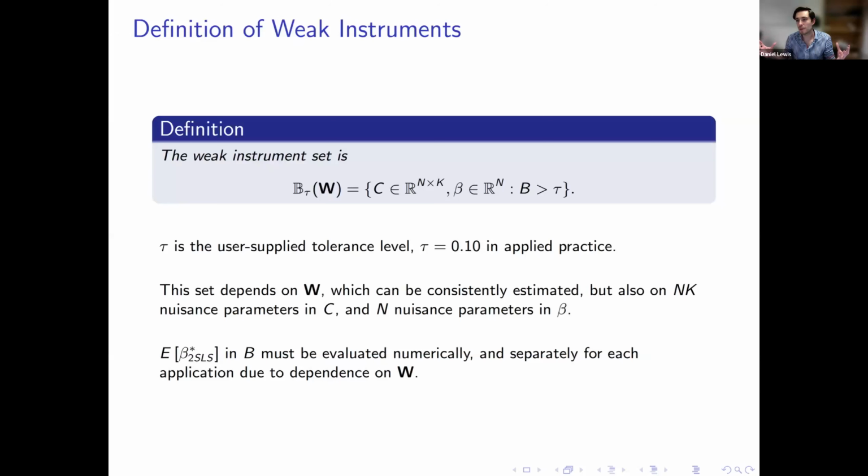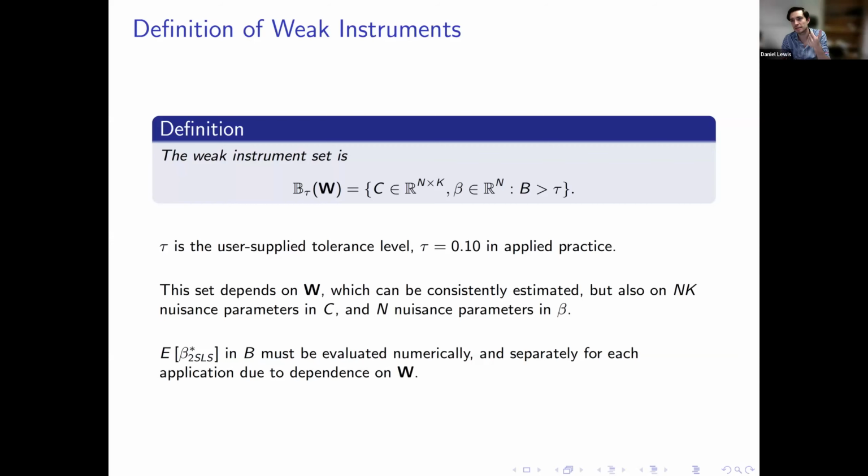Right, so now we know what it means to have weak instruments bias, and we can quantify that. We can define when instruments are indeed weak. So we're going to define the set of models with the set of instruments that we consider to be weak as a set of models where the bias relative to the benchmark is greater than or equal to this threshold tau. And as I say, in applied practice, tau is usually set equal to 0.1.